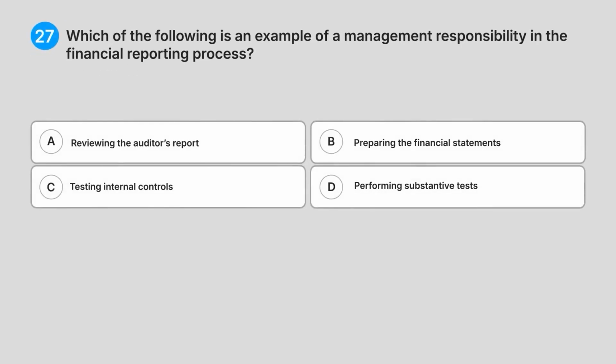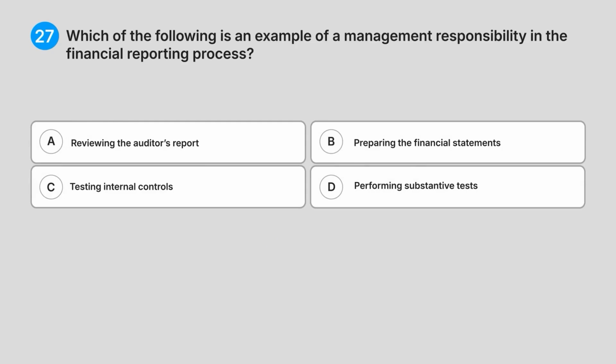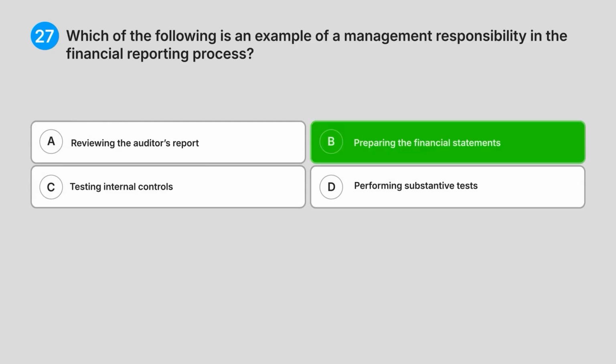27. Which of the following is an example of a management responsibility in the financial reporting process? A. Reviewing the auditor's report. B. Preparing the financial statements. C. Testing internal controls. D. Performing substantive tests. Do you know the answer? Correct answer: B. Preparing the financial statements.